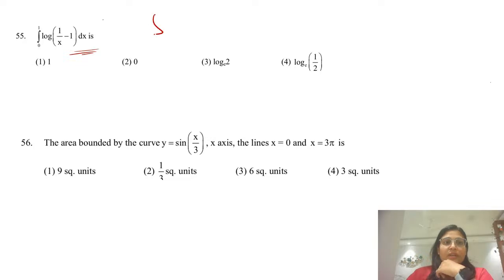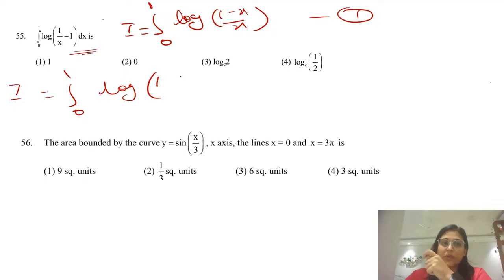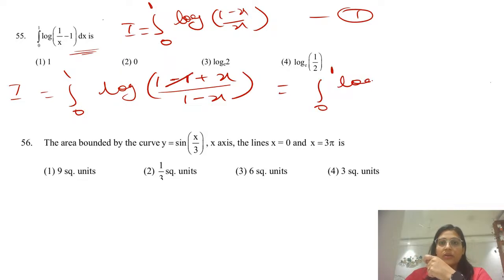What we can do is just apply the King's property. First, you can write this as the integral of log of (1 minus x) by x. Let's assume this as equation 1. If I apply the King's property here, I will become what? What is the King's property? Wherever x is there, you replace it with 0 plus 1 minus x, that is minus x, so log of (1 minus (1 minus x)) divided by (1 minus x). This cancels out, and we can write this further as the integral from 0 to 1 of log x by (1 minus x).